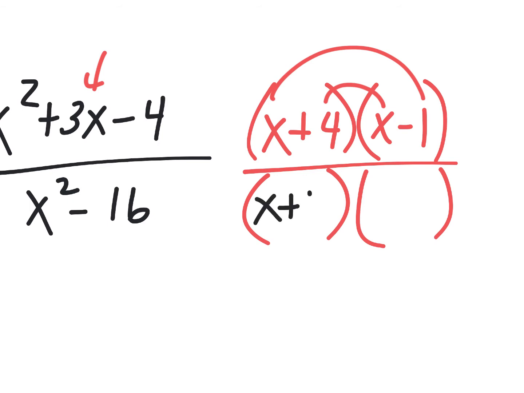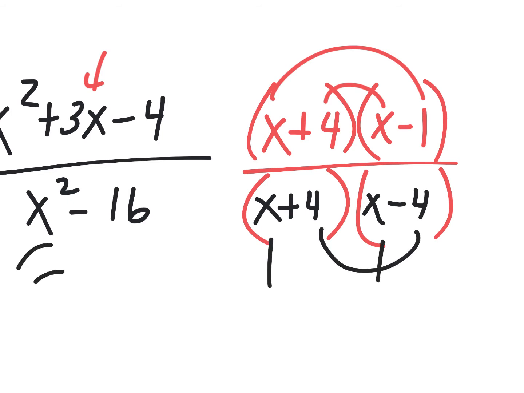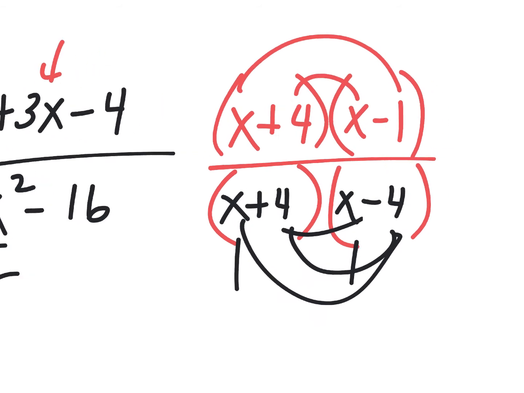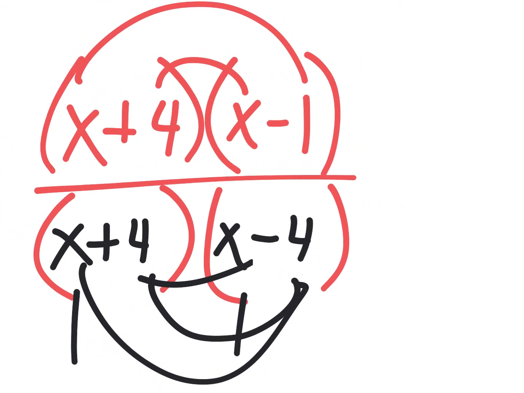Yup. This is one of those pattern ones. x and x will make the x squared, of course. 4 and 4 make the 16, and it's negative. And then when you do outside inside, they cancel, so there's no middle term. So yay. Now, why do you think I set it up that way? I purposely made the problem this way.